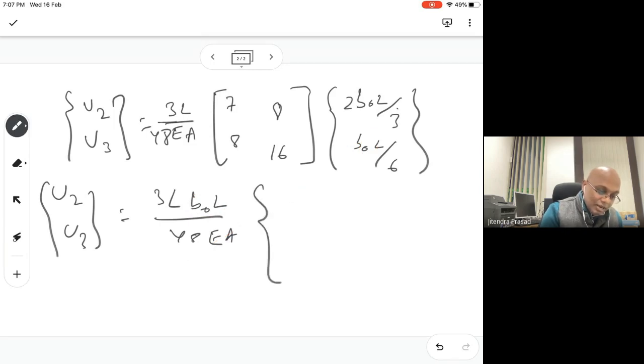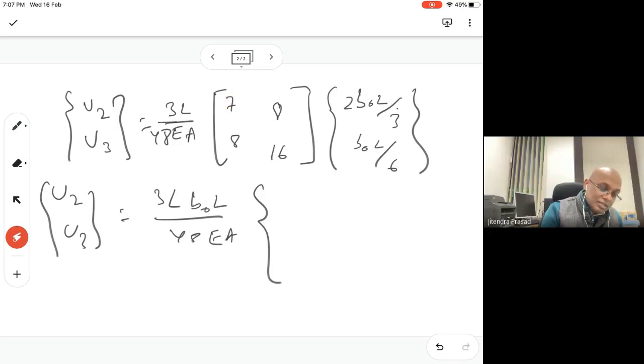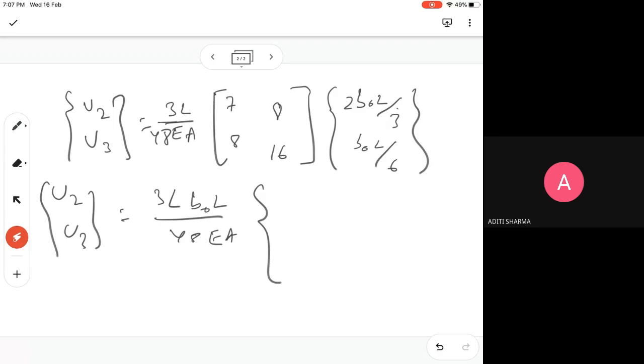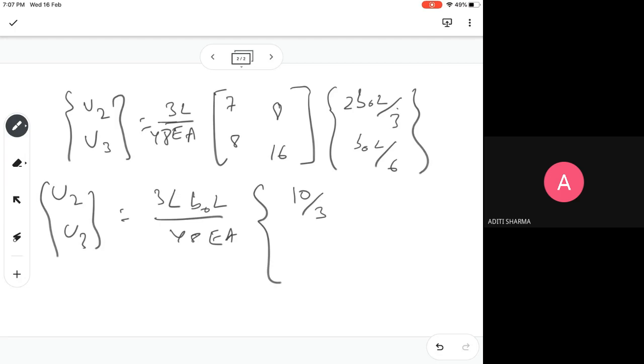Then we will have 20 by 6. Okay, 10 by 3, I'm just writing 10 by 3. And what is the next one? 32 by 6 minus 16 by 6, 16 by 6, which is 8 by 3.